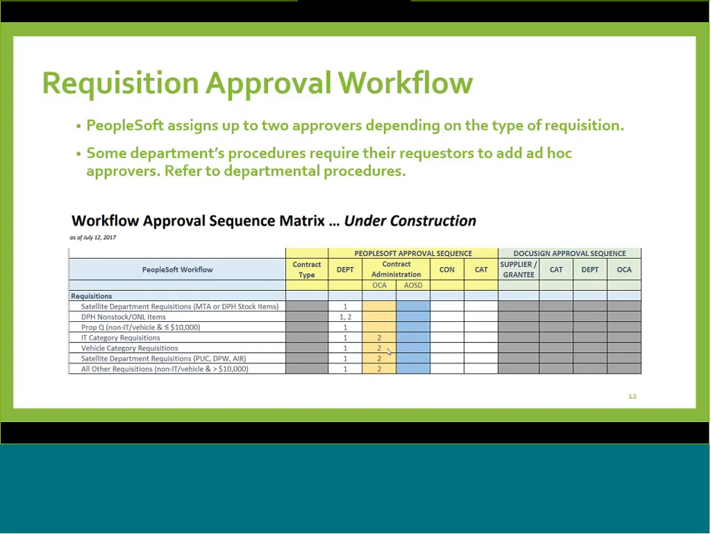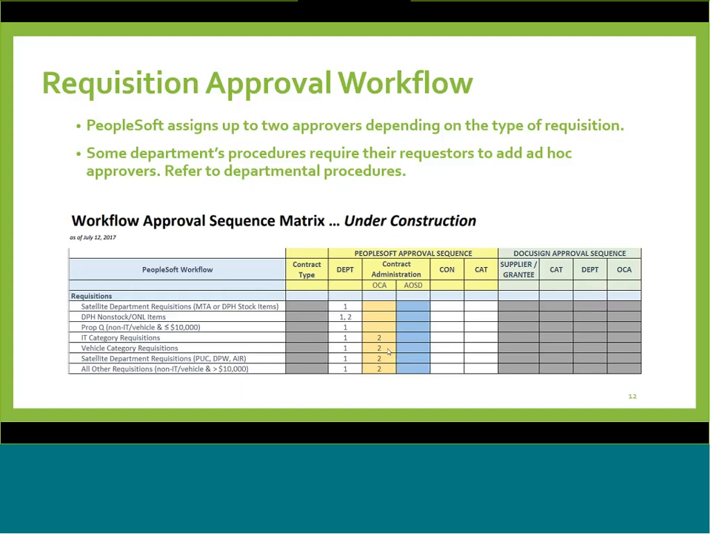However, your department IT buyers do have to be mapped to our requisition ad hoc approver role. So that may be the first step, and then you should be able to add them. Vehicles are similar to IT. And then we have a few for PUC, DPW, and AIR that go to different OCA approver roles, and so different people at OCA are responsible for different types of requisitions. So certain PUC, DPW, and AIR will go to their satellite OCA approver as a second approval.